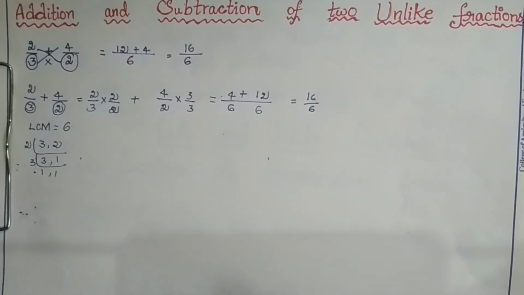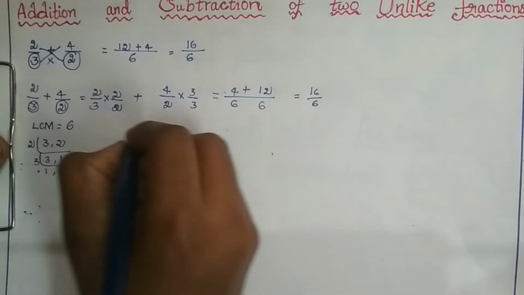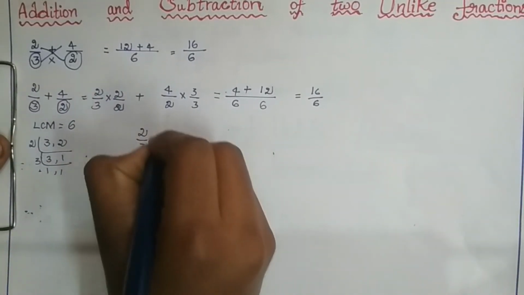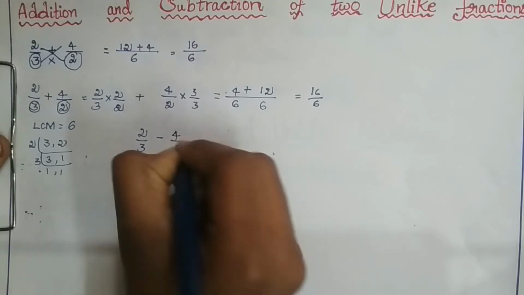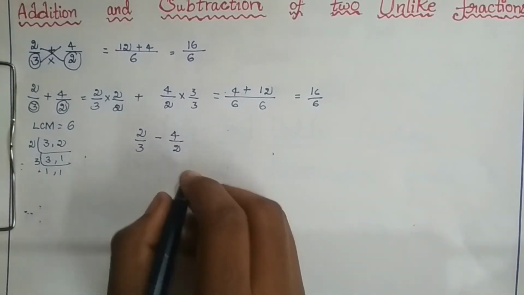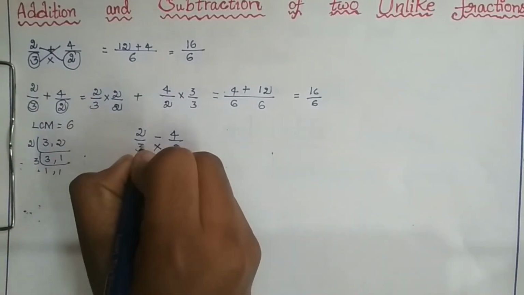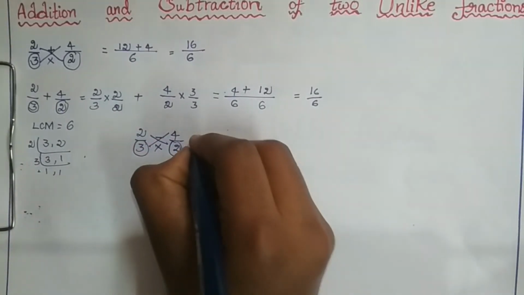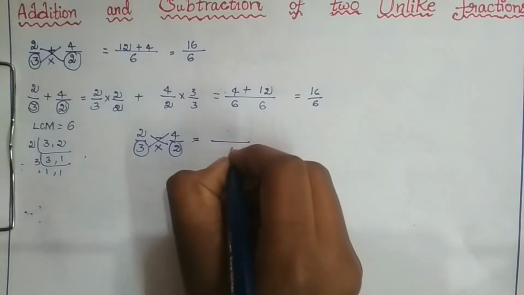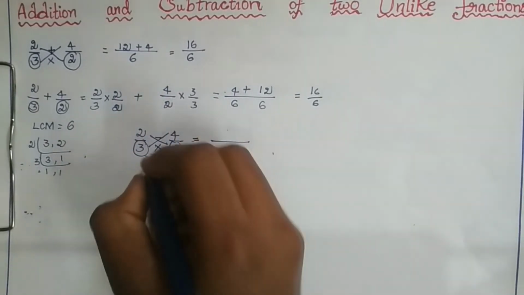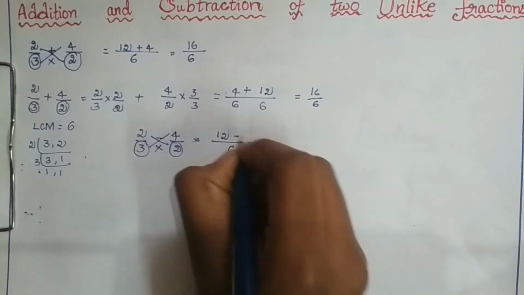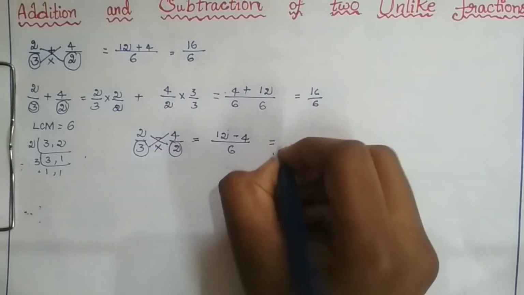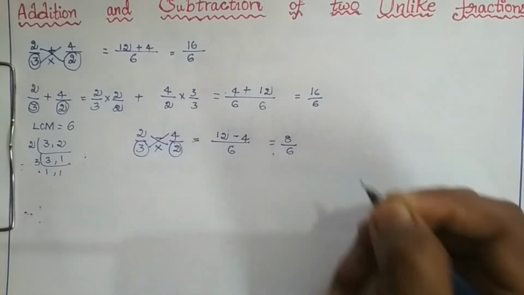In the same way, we have to subtract. Let us take 2 by 3 minus 4 by 2. In the first method, in the same way, we have to multiply the denominators and do cross multiplication. Let us see. 3 2s are 6, 3 4s are 12, minus 2 2s are 4. We will get 8 by 6.